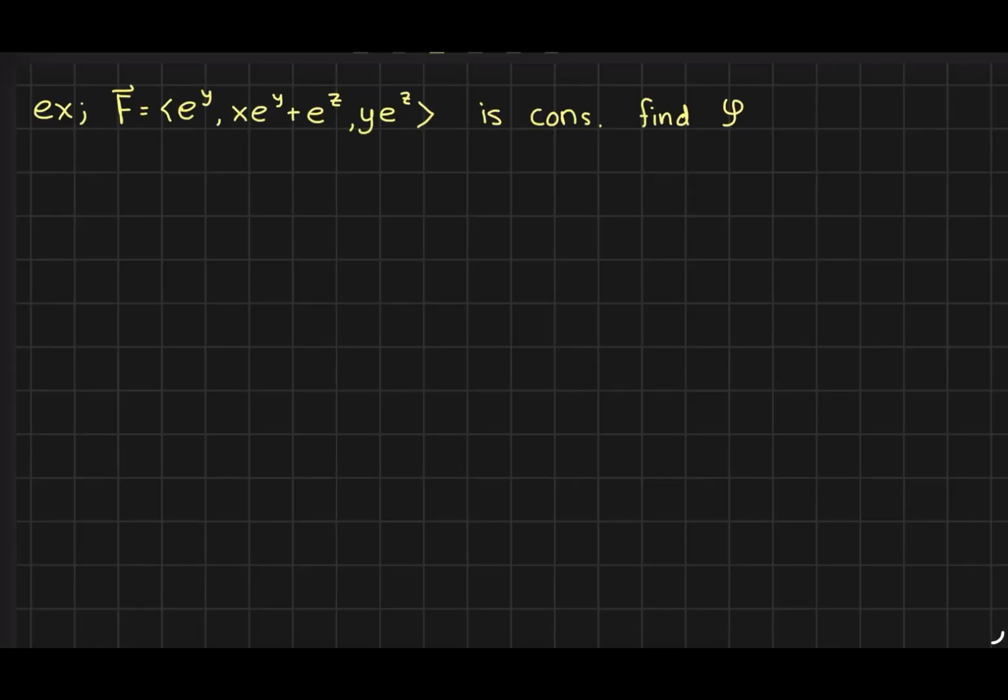So the next example here, like I said earlier, we're just going to be using vector fields that we already found were conservative. So the example is given. Our vector field is equal to e to the y, x e to the y plus e to the z, and y e to the z. That is conservative, so we're asked to find the potential function phi. Go ahead and follow our three-step process here. Our f is going to equal e to the y. Our g is going to equal x e to the y plus e to the z. And our h is going to equal y e to the z.